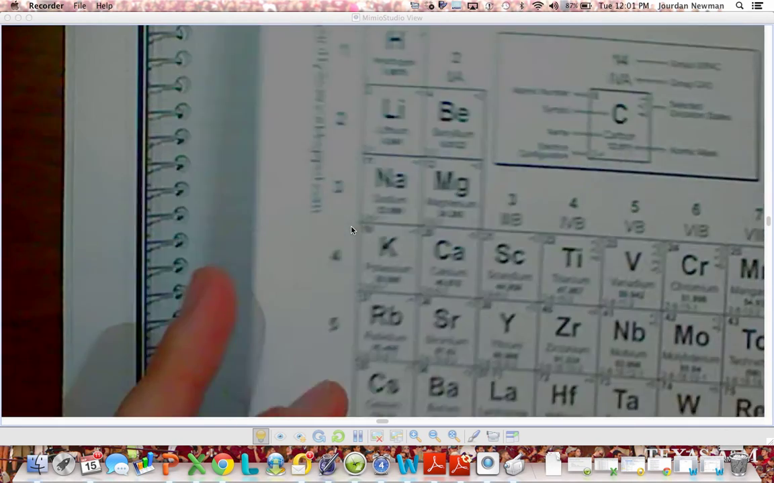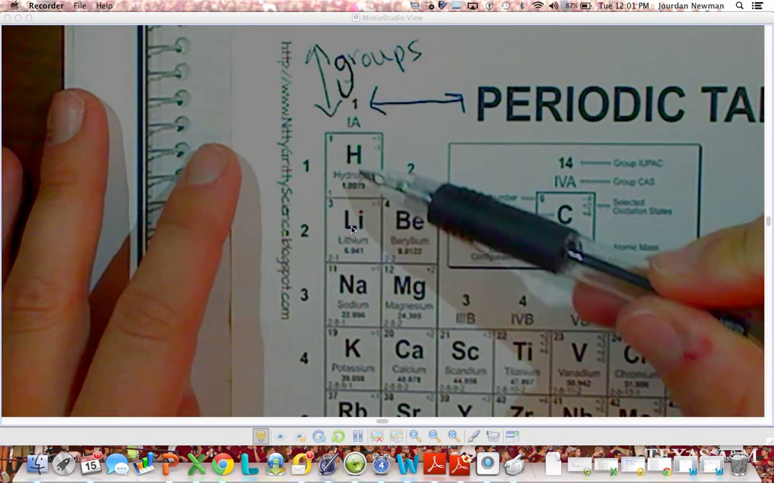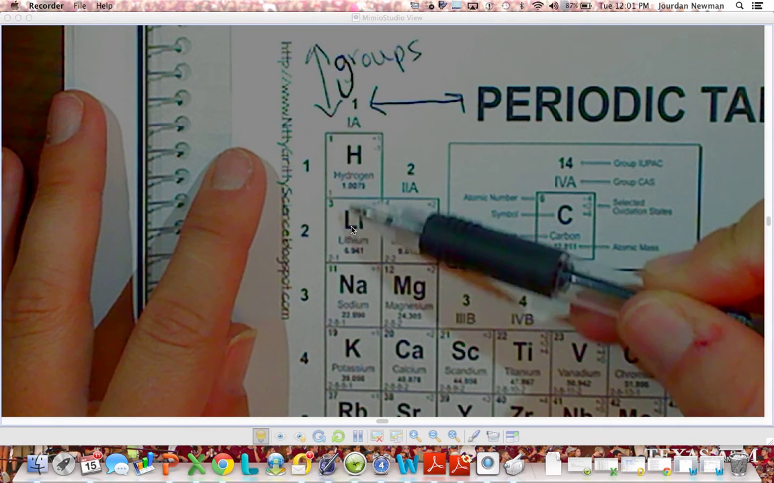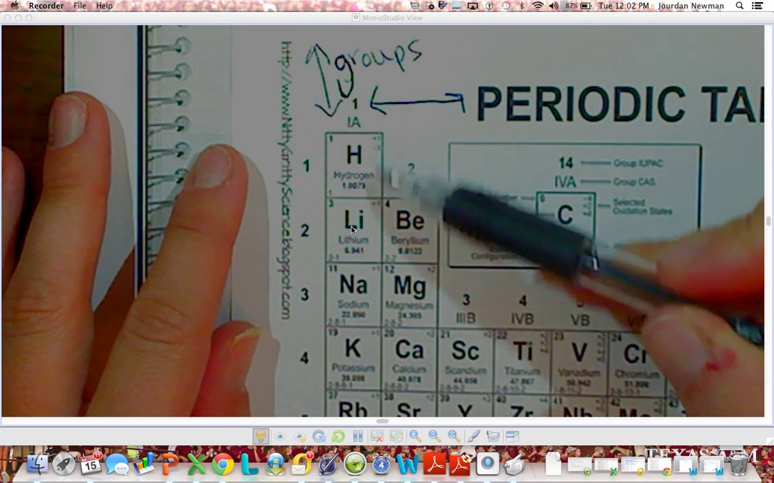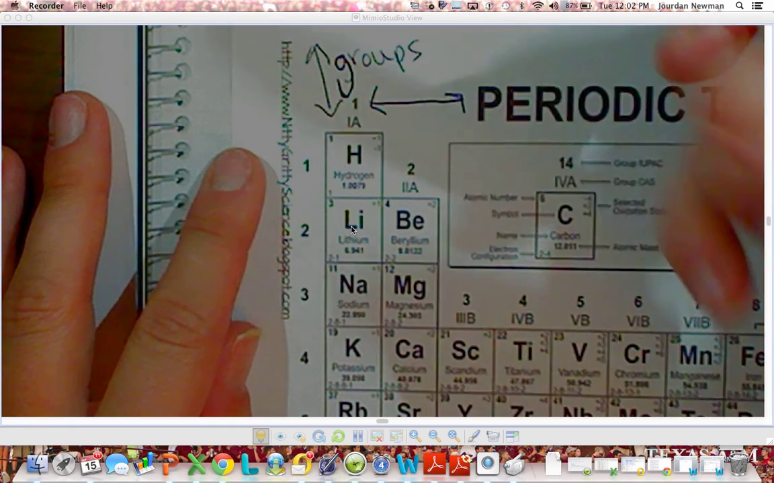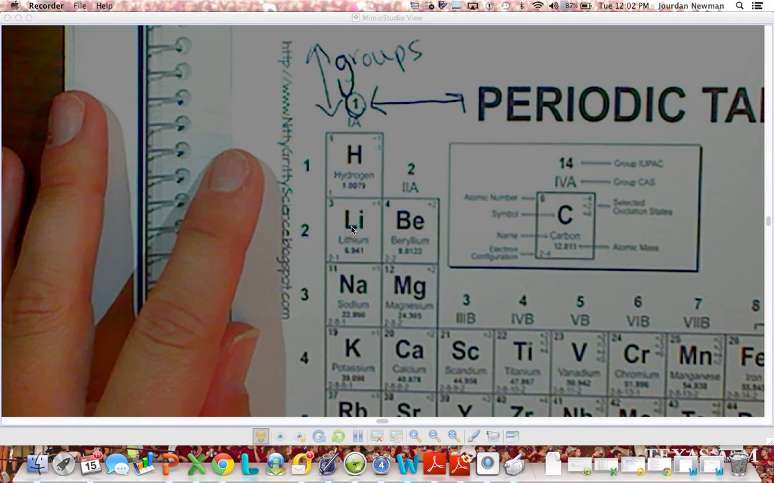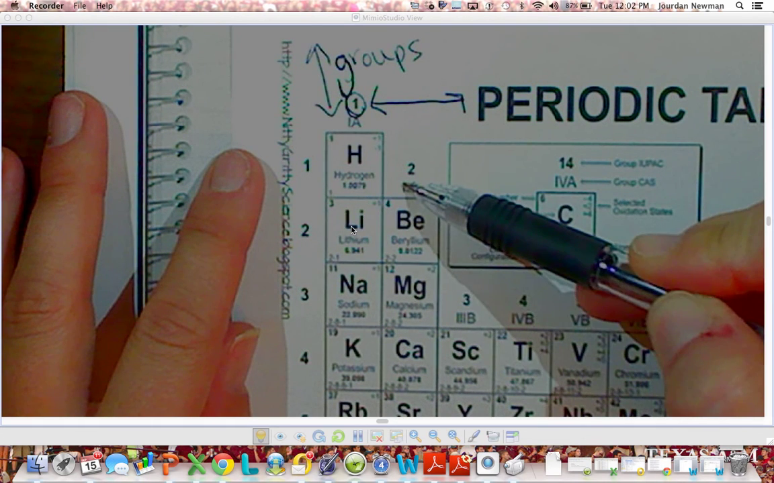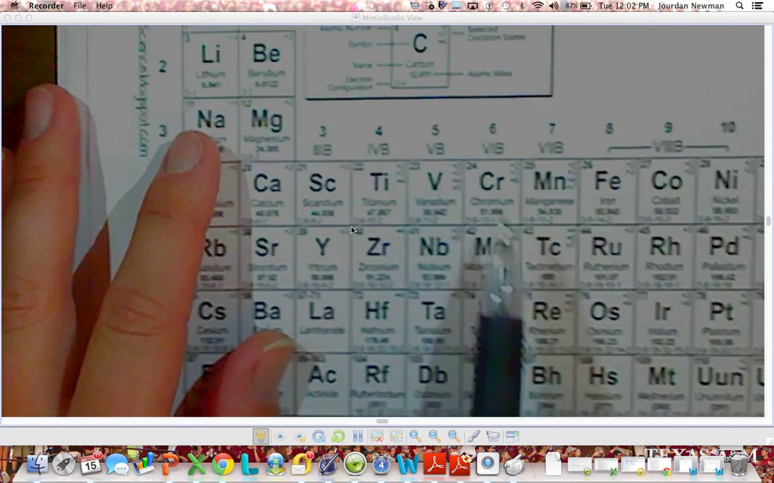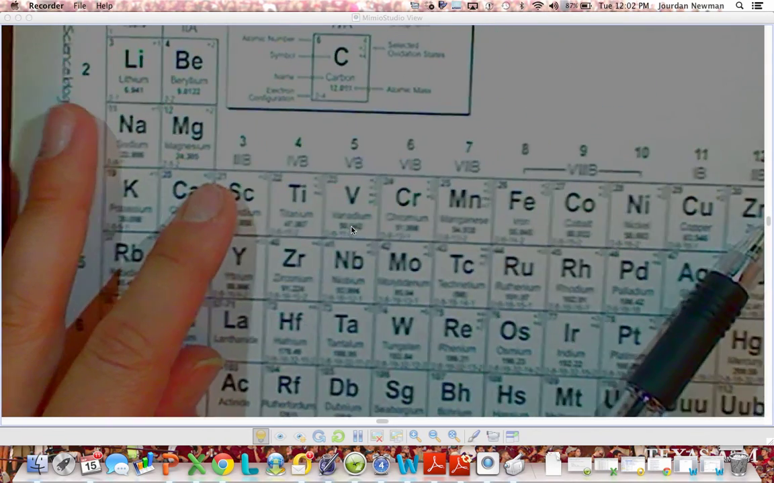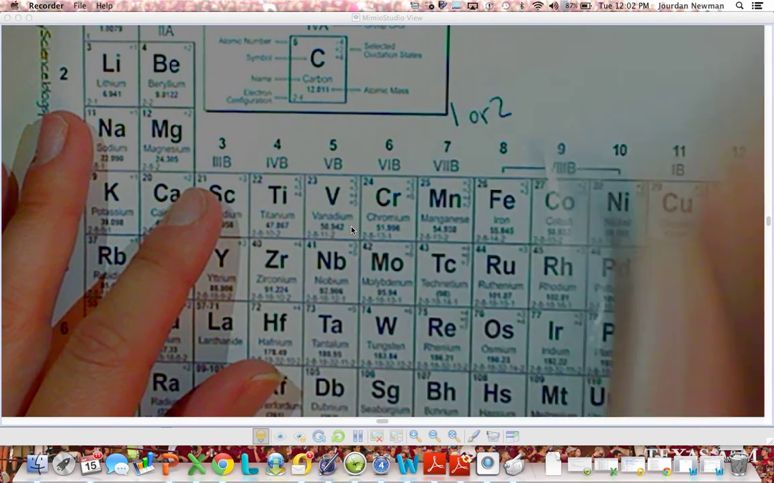And like I said, everybody in the same group has the same number of valence electrons. So everybody in group 1, if you were to draw them out, hydrogen, lithium, sodium, potassium, so on, everybody would have the same amount of valence electrons, and that number is the group number. So everybody in group 1 has 1 valence electron. Everybody in group 2 has 2 valence electrons. Now 3 through 12, we have our own special rule. They have either 1 or 2.